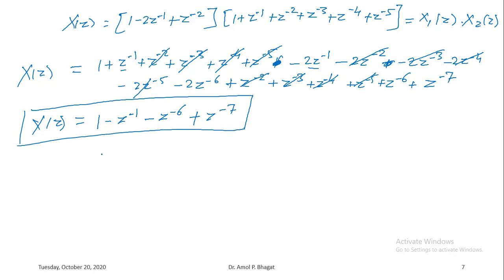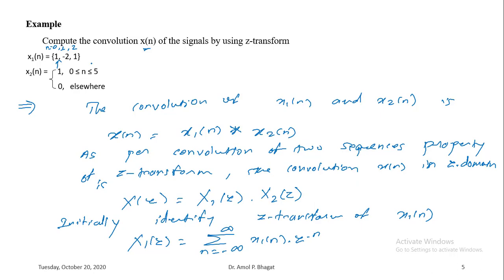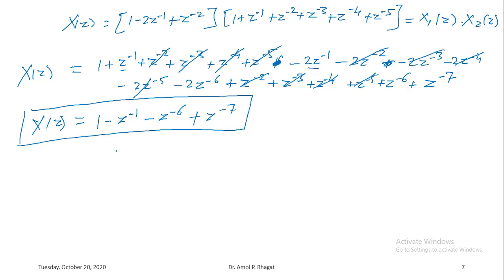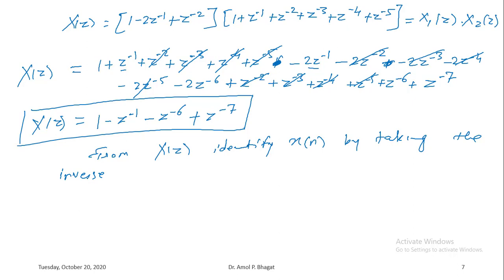Okay, but we are interested in identifying the convolution. As in the example, it has been asked to compute the convolution x of n. So that means from x of z, we identify x of n by finding the inverse z transform of x of z. That means we have to take the inverse z transform of this capital X of z. Okay, but again there are methods for identifying the inverse z transform: the Cauchy residue method, the long division method, and the partial fraction expansion method, right?